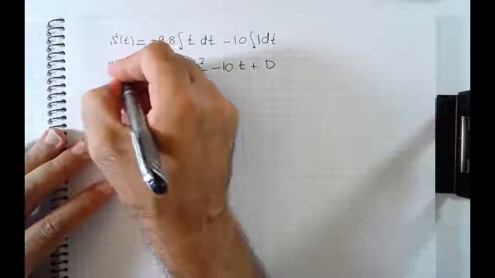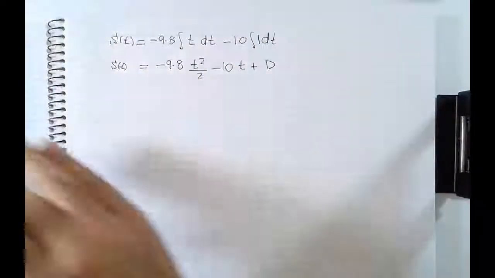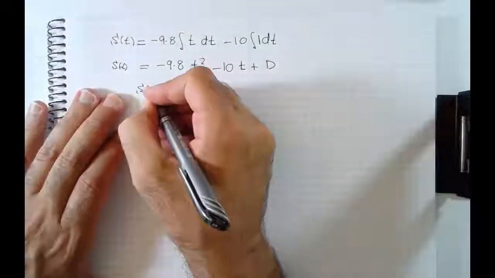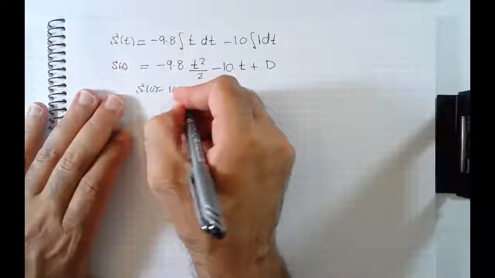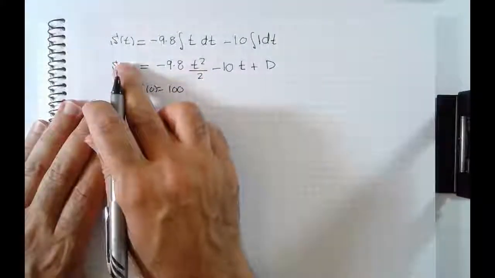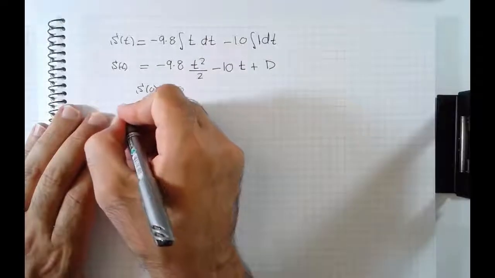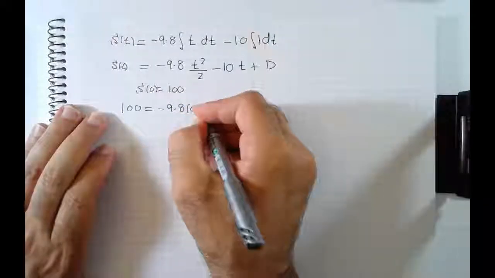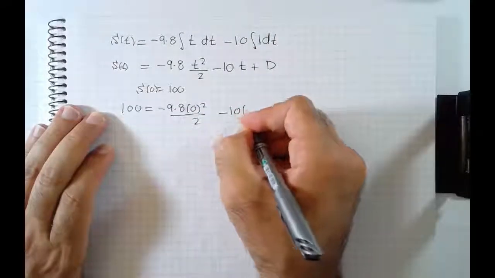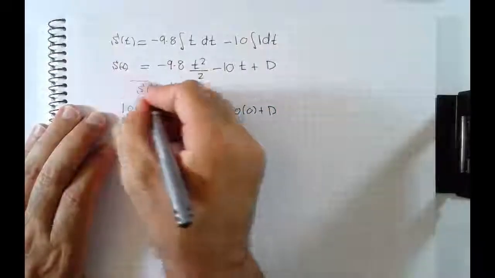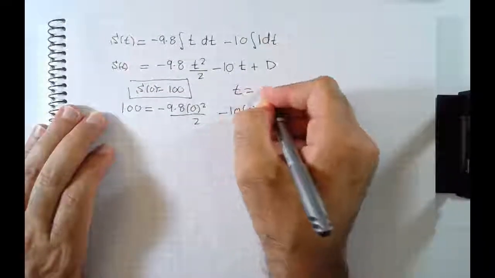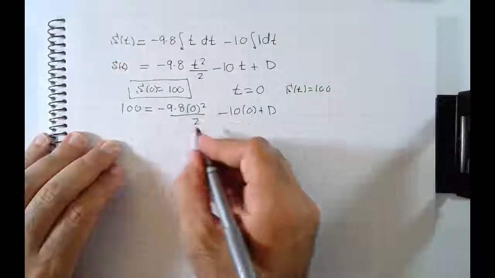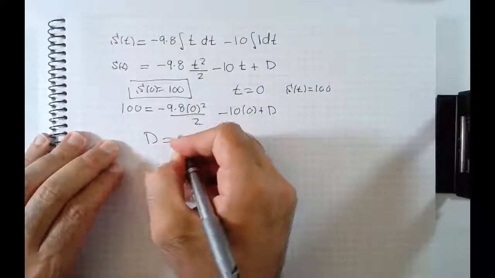That's s of t. Now we have the initial height, which is s of 0 is equal to 100. Let's use the initial height to solve for the height of the ball at time t. So 100, that's the position, is negative 9.8 times 0 squared over 2 minus 10 times 0 plus d. Note, this expression means when t equals 0, s of t is 100. So this is all 0, this is 0. We solve for d, d is equal to 100.